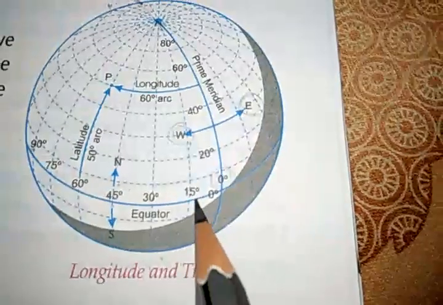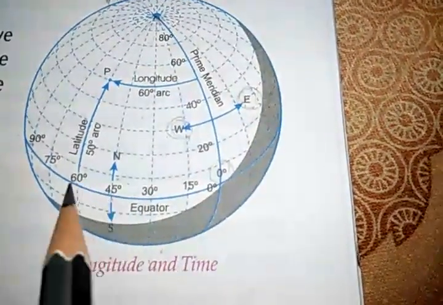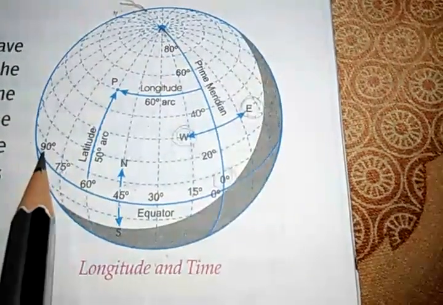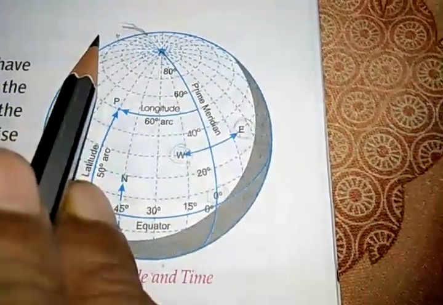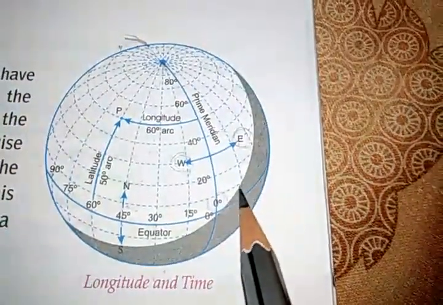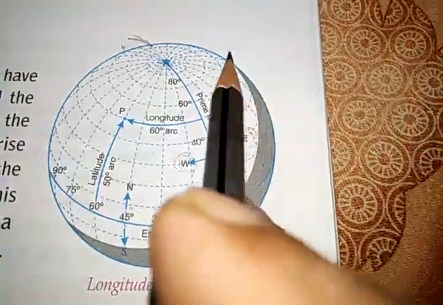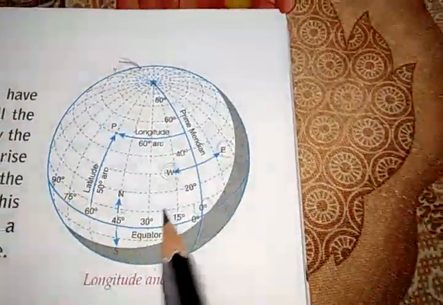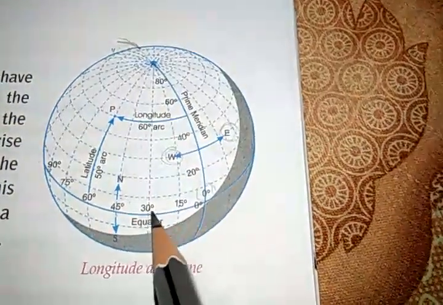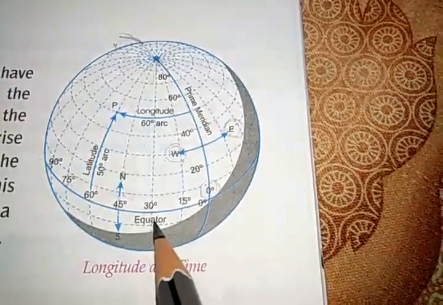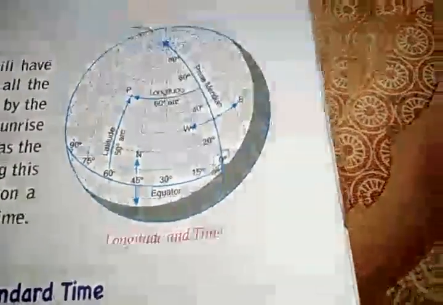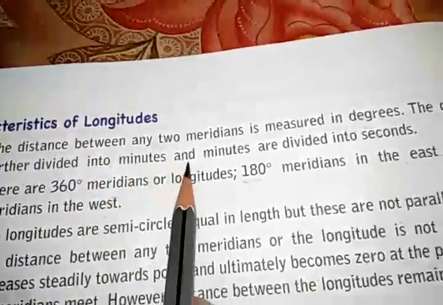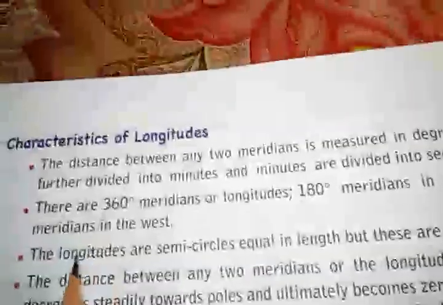You can see this degree: 15 degree, 30 degree, 45 degree, 60 degree, 75 degree, 90 degree, and so on till 180 degree. This line will be 180 degree. And in the same way this side also 15, 30, 45, 60, 75 and 180. So these are measured in degrees. Then between 1 degree and 2 degree, it is also further divided into minutes and seconds. The degree is further divided into minutes and minutes are further divided into seconds.